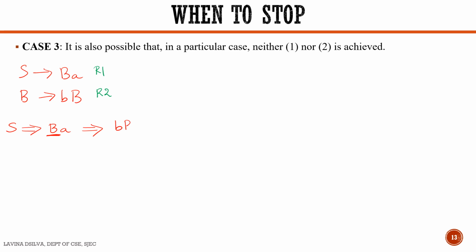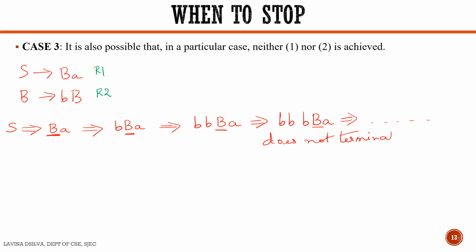So we have B, capital B, A. And again we have to replace this non-terminal B, so it will be rule number 2 itself. So B, B, capital B, A. Again it is replacing this non-terminal B, so it would be rule number 2, BBBBA. Now you can see that this goes on. So we can already conclude that this derivation does not terminate. So can we generate a language here, or what is the language generated here?